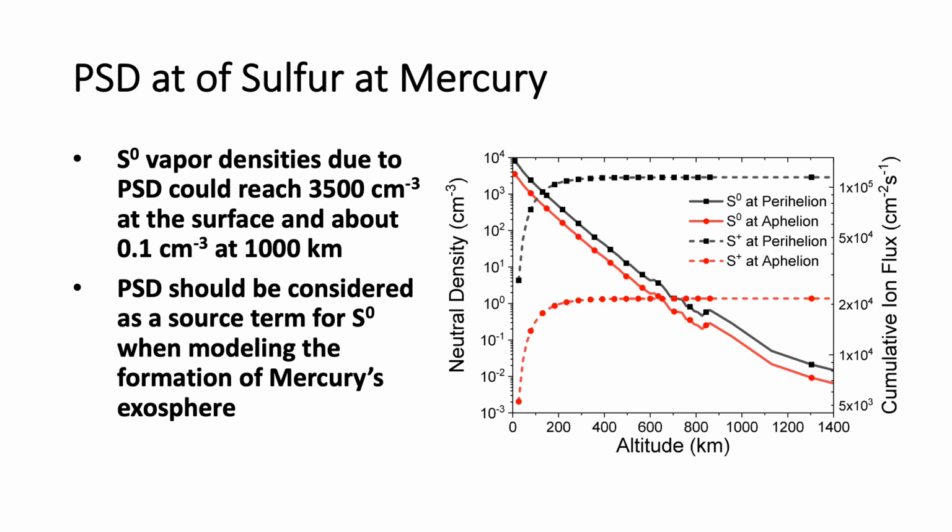These measurements confirm that PSD should be considered as a source term for sulfur when modeling the exosphere formation at Mercury.